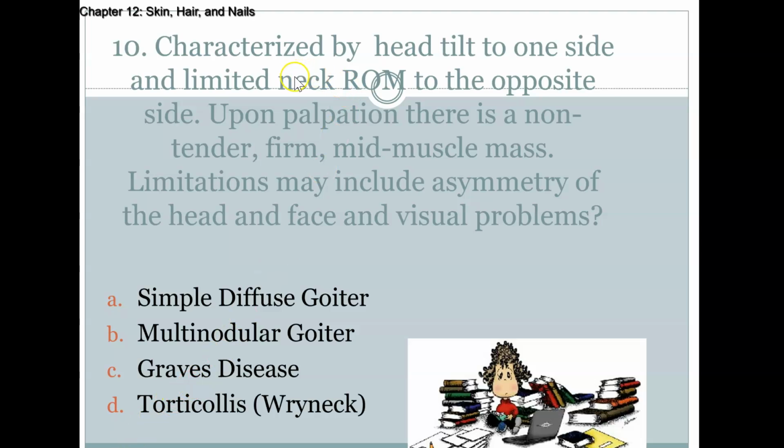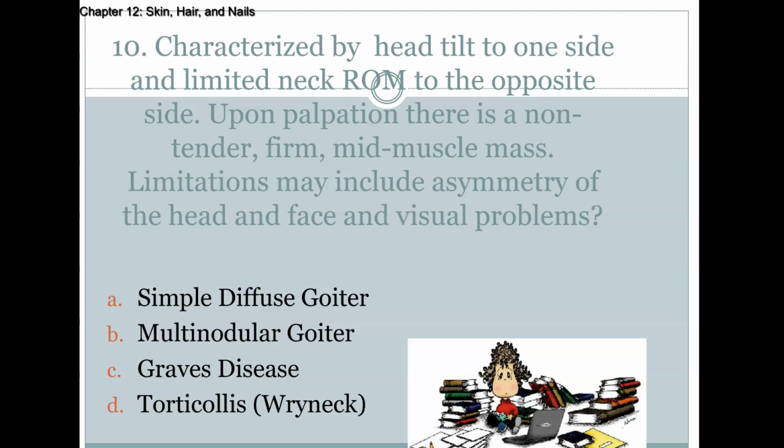Characteristic by head tilt to one side and limited neck range of motion to the opposite side. Upon palpation, there is a non-tender, firm mid-muscle mass. Limitations may include asymmetry of the head and face and visual problems. So you want to know if that's a simple diffuse goiter, a multinodular goiter, Graves' disease, or torticollis. And the answer, you guys, would be D, torticollis.